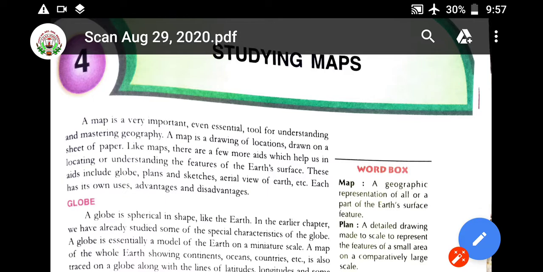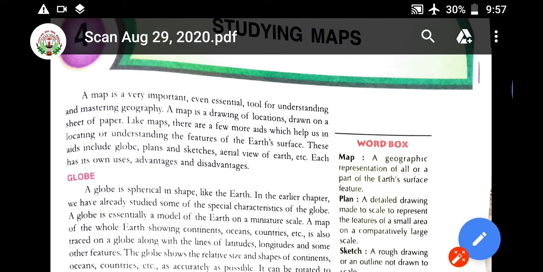These are also the things which we look at for finding out different things. Each has its own uses, advantages and disadvantages. First of all, we'll see about the globe. Right. Globe is a spherical model of Earth. Right. The shape is spherical, circle.